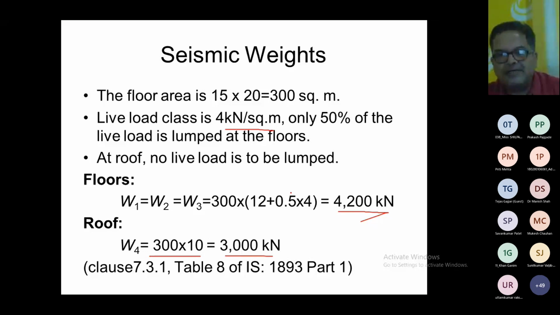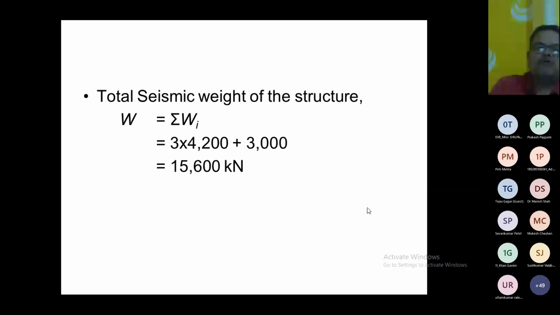Again, I'm saying here we assume 50% live load. Remember, this is very important. Full dead load, but 50% live load. So we have the floor loads, and the total seismic weight is 15,600 kilonewton.